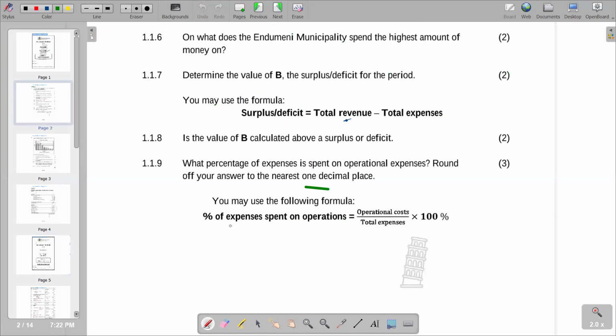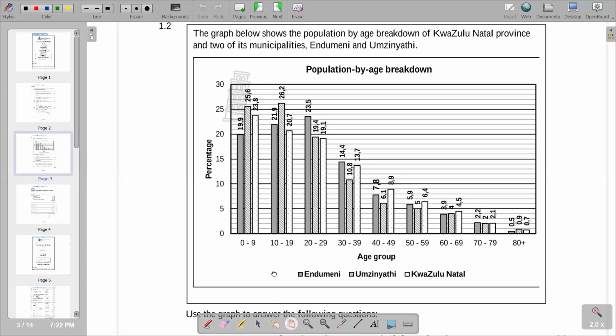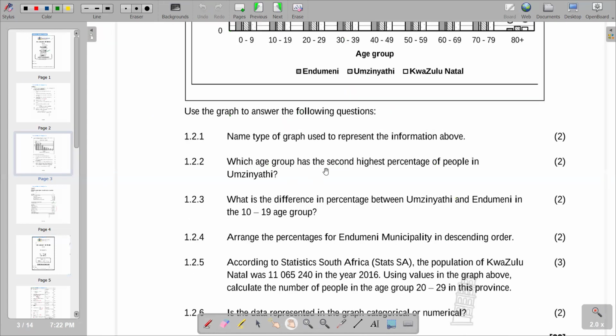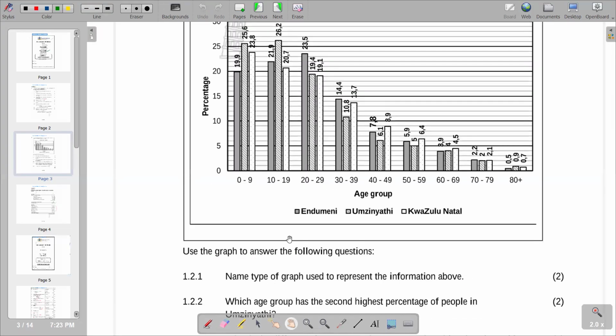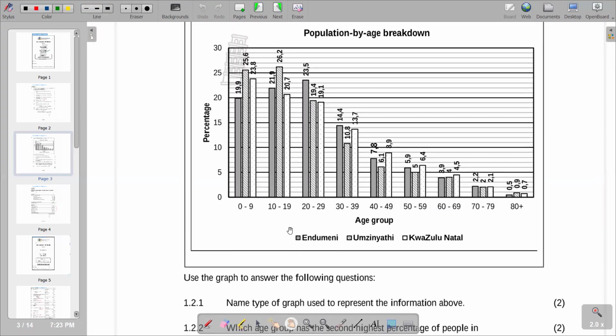Then we'll refer to the next part of our question, which says which age group has the second highest percentage of people in Umzinyathi. So we try to see where we have got Umzinyathi, and we see that Umzinyathi is represented by this box, that small box that we have here.